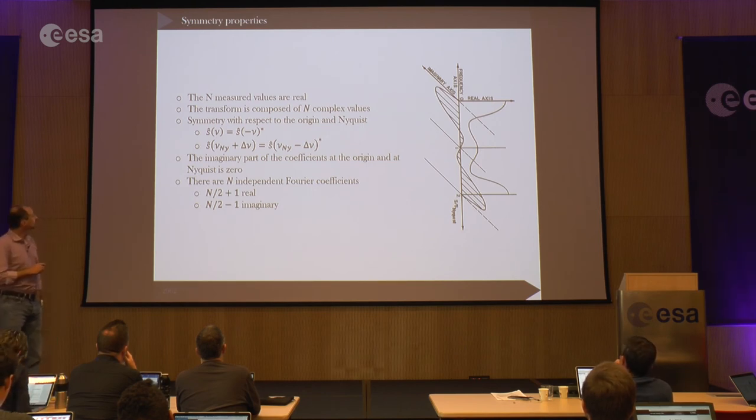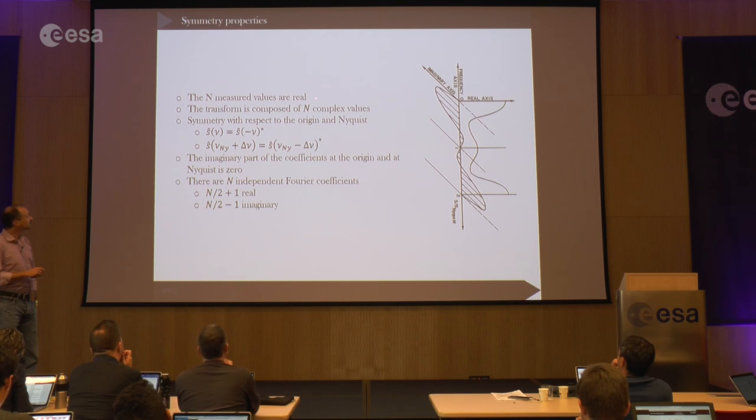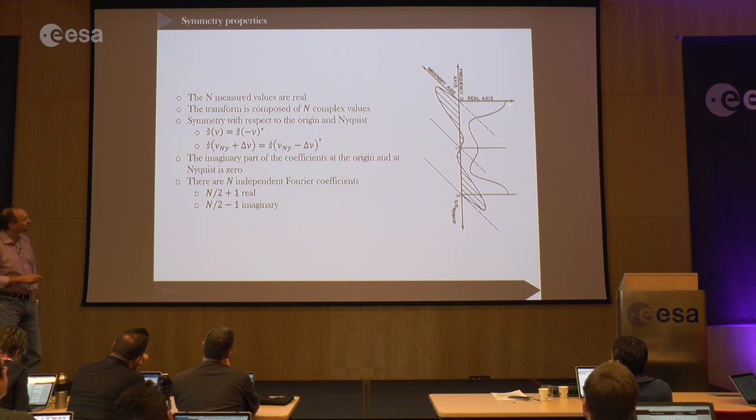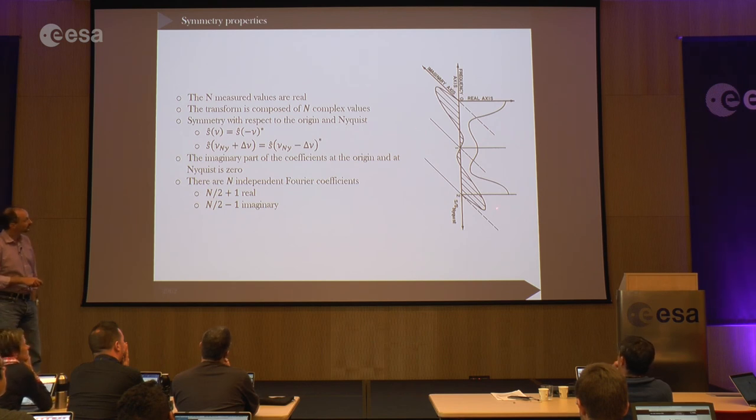So the symmetry properties, quickly, we've seen that. The N measured values are real, usually. So the transform is composed of N complex values. So there is symmetry with respect to the origin and Nyquist. So this is the frequency axis. You have to bend your brain a little bit. That's the real axis and the imaginary axis there. So we've seen the symmetry property before. The real part is going to be even with symmetry around Nyquist. And the imaginary part is going to be odd with symmetry about Nyquist and the origin.